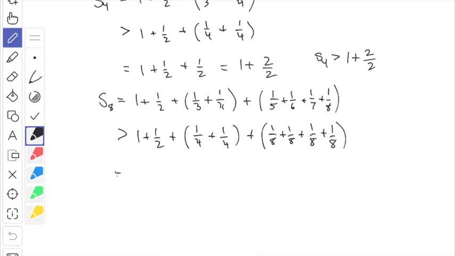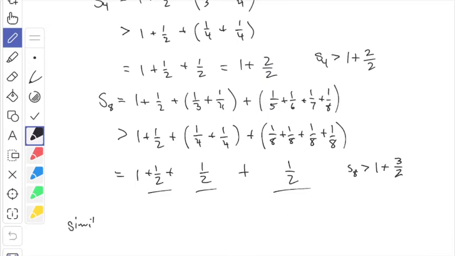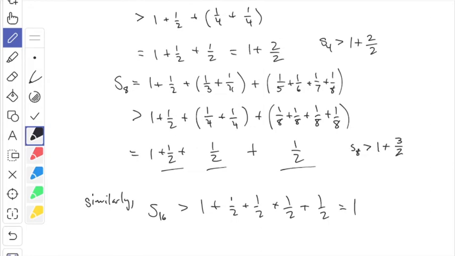Now, as I did in the previous step, the first group of parentheses, that's a half. And then what about the group of parentheses with the 8s? Well, there are 4 of them, so this adds up to 4/8, which is, again, a half. All right? So S8 is greater than 1 plus 3 halves now, right? Because now there are 3 halves there. Similarly, S16 is going to be greater than 1 plus a half plus a half plus a half plus a half, right? When you add in the 16ths, you do the same trick. You make a new block of fractions, 1 over 16, but there will be 8 of them, and so they will again add up to a half. So when I go to S16, I just get another half. That is 1 plus 4 halves, all right?